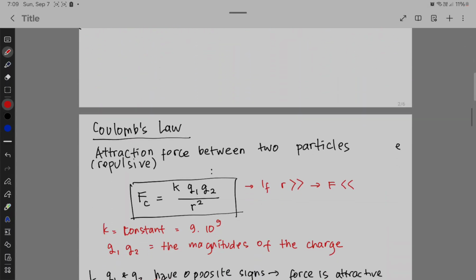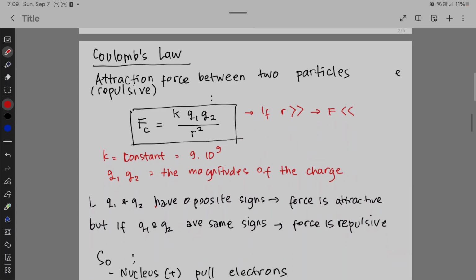We move to Coulomb's law. It means the attractive or repulsive force between 2 particles. Coulomb says that if there are 2 particles with charge, there will be a force between them. The formula is like this: the force is k Q1 Q2 over r squared. Q1 and Q2 are the magnitudes of the charges.